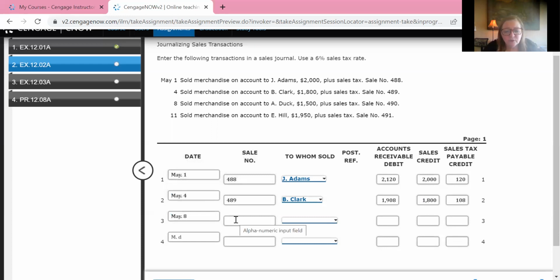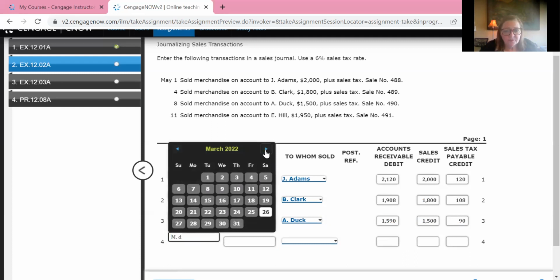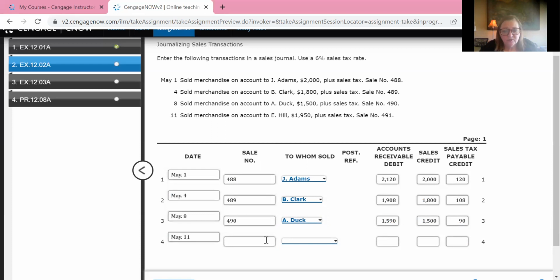It was transaction 490, and it is this duck. The sale was for $1,500, and we have to add the 6% sales tax. So that is $90. We wind up with $1,590 that we're expecting the customer to pay us, which means it's the same thing as an accounts receivable, isn't it? And then the last date was May 11th. That is Hill, and it's transaction 491.